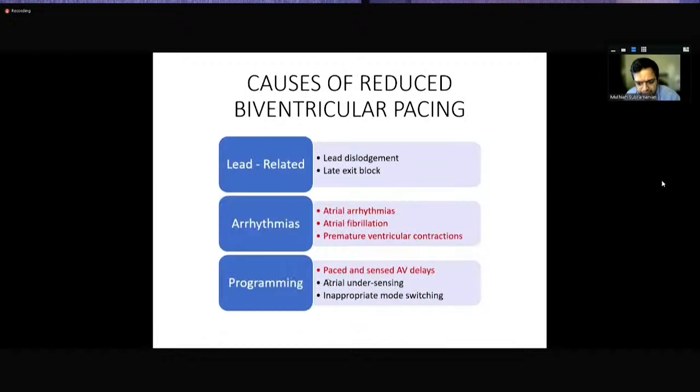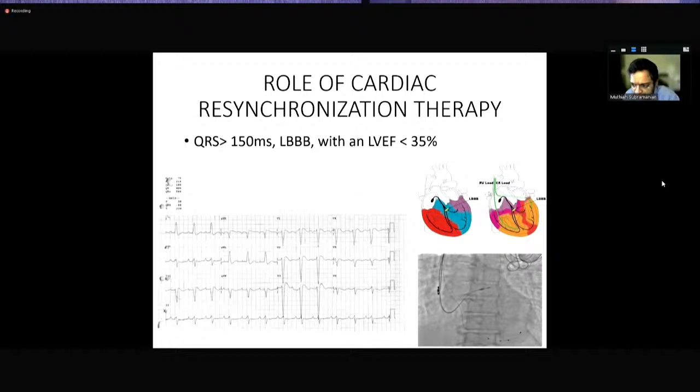So this is a few things to look at. What do we mean by biventricular pacing? Each beat that is done by the CRT device is a biventricular paced beat that is a combination of RV pacing and LV pacing. So every beat that is biventricular paced is good for the patient. Any beat that is not biventricular paced is a loss of pacing for that patient.